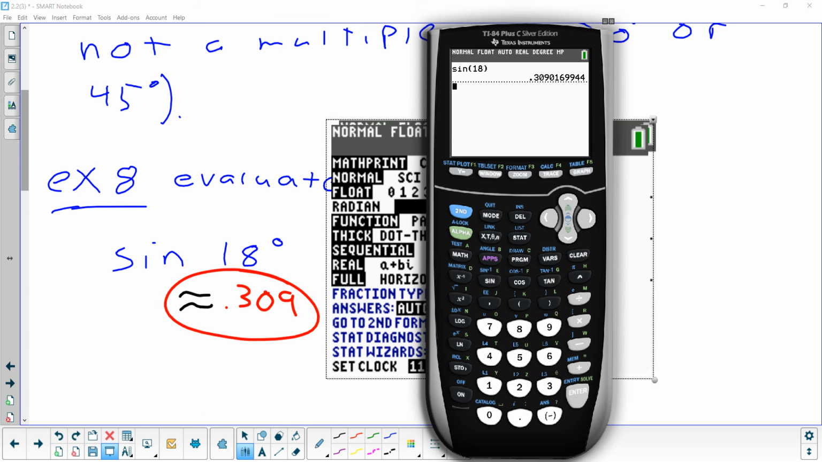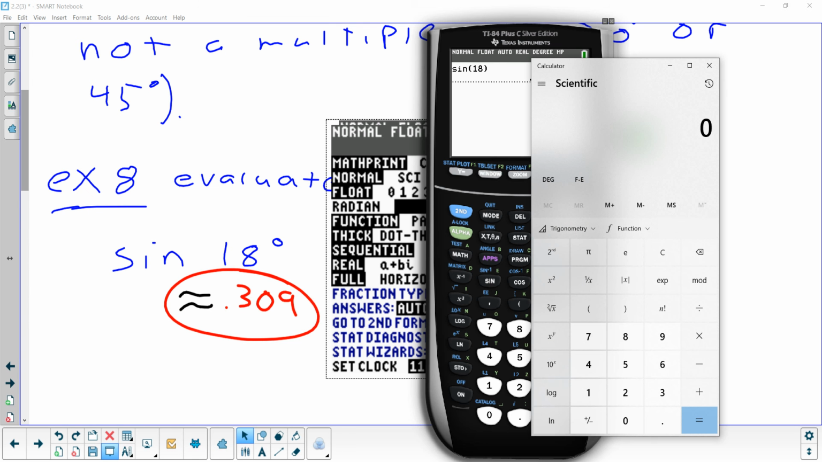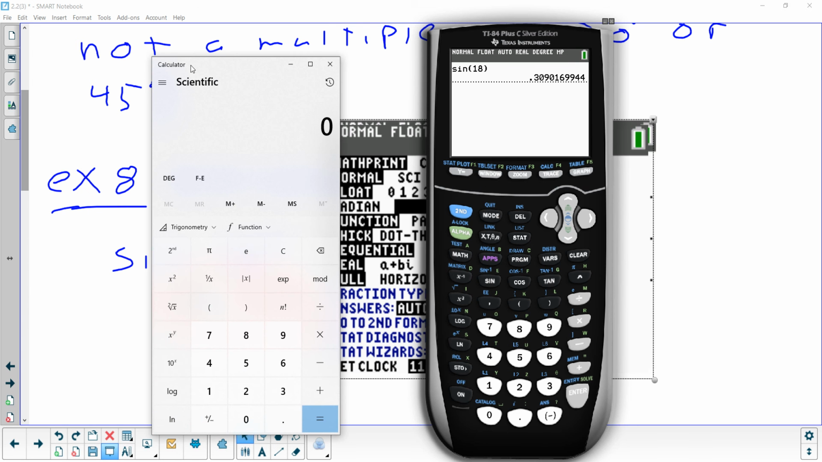And if you notice the way I typed it in, I pressed the sine button, and then I pressed 18, and then I hit enter. On this calculator, it's a little confusing because it's backwards. I pressed sine and then 18. On this one, I have to press 18 and then press the sine button. I get the same thing, but I have to type it in backwards.